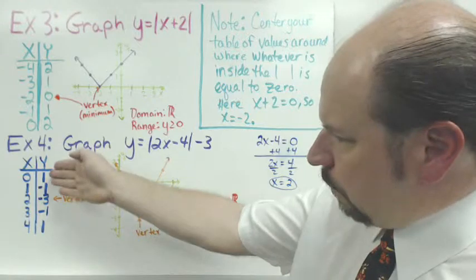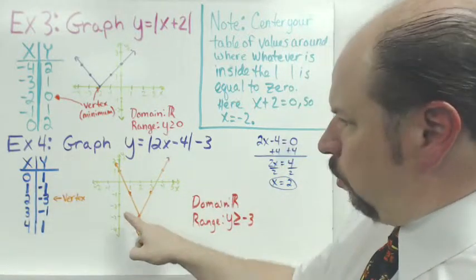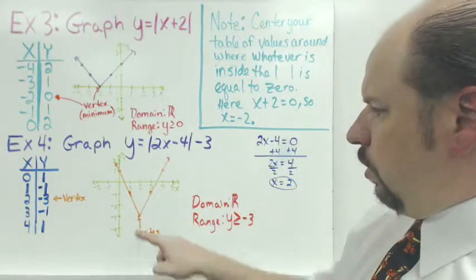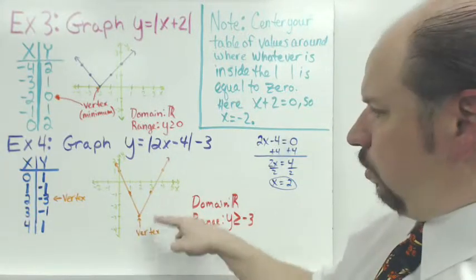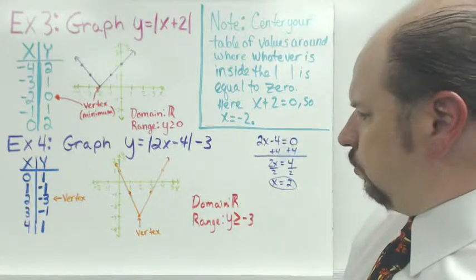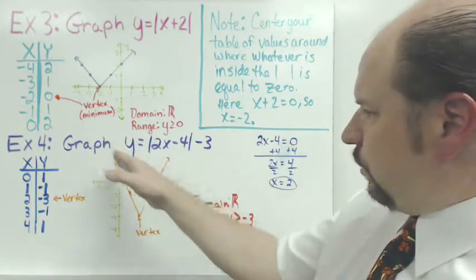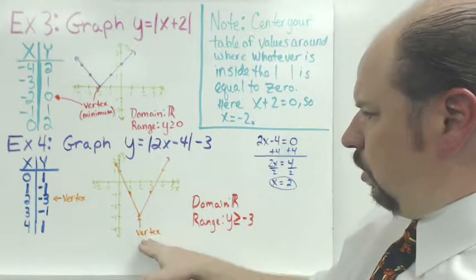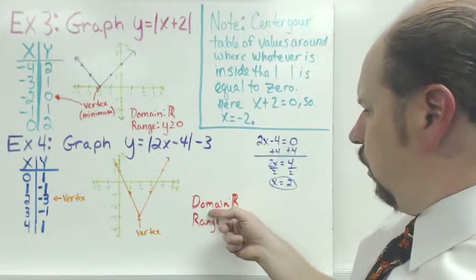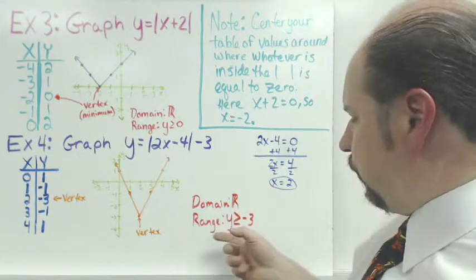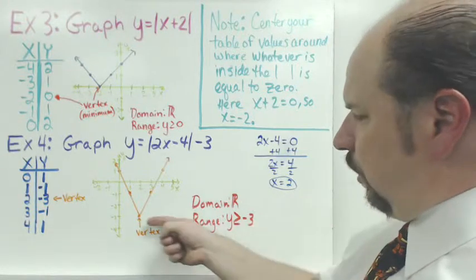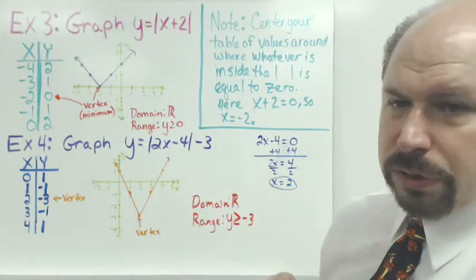So I have all of my points here. So I have the points (0, 1), (1, -1), (2, -3), (3, -1), and (4, 1). I've plotted all my points, connect them with a line. Okay, so here's my vertex again at positive 2, and our domain is all real numbers still, but our range is y is greater than or equal to negative 3 because it's moved down to negative 3 this time.